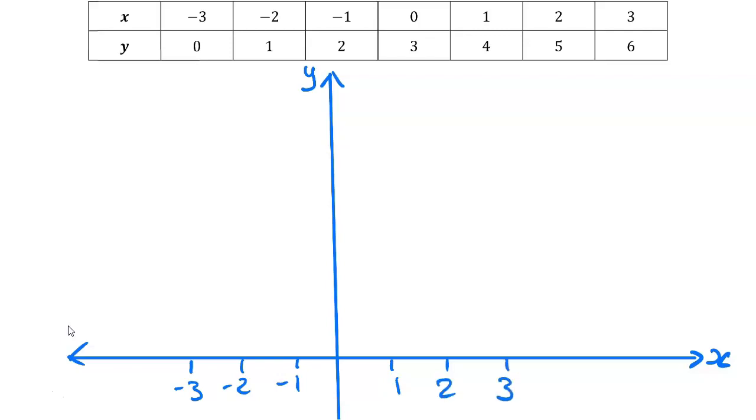Okay, now if I was drawing this in my exercise book, I might use the centimeters to show my x, and for my y, I might use the lines on my exercise book to help guide me.